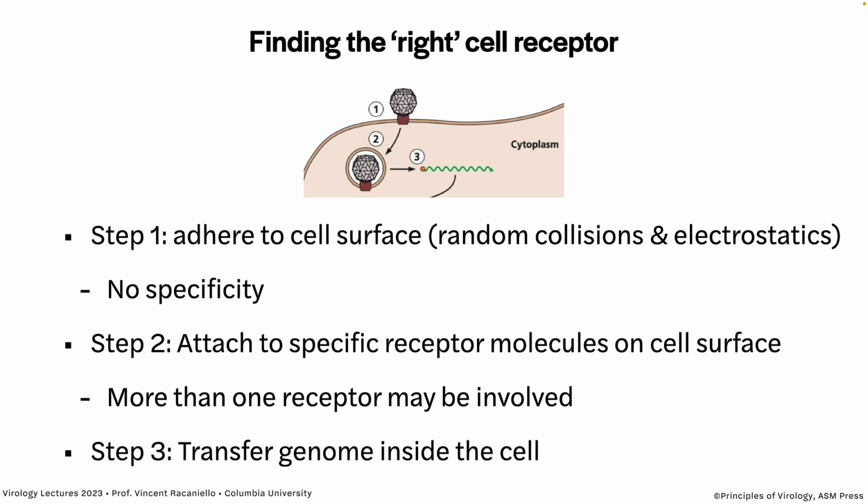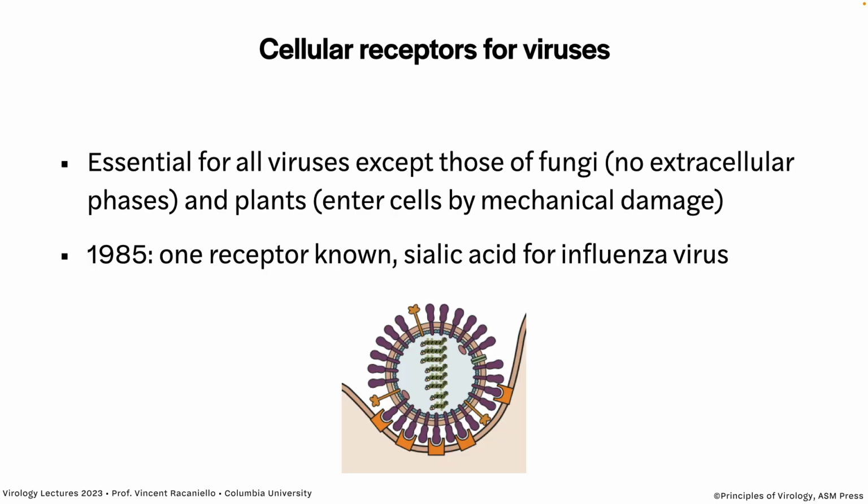And sometimes there's more than one receptor. It can be a protein or more than one protein. It can be a carbohydrate, a lipid. We'll explore some of those today. And then after receptor interaction, the genome needs to get in the cell. And there are a number of ways that happens, which we will talk about today.